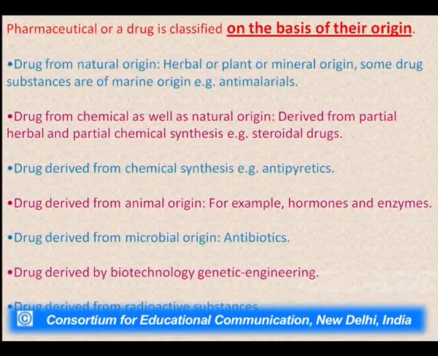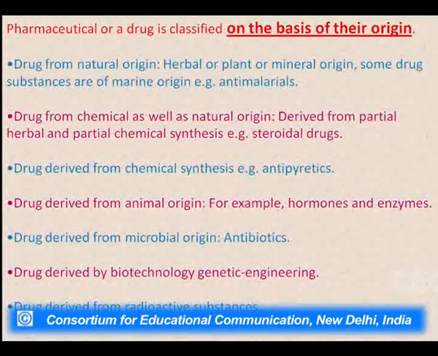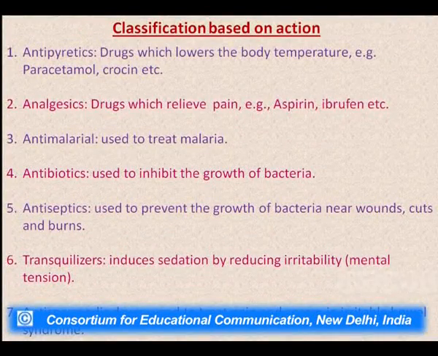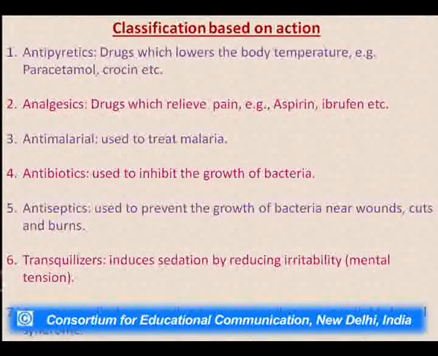Drugs can be derived from animal origin only, for example, hormones and enzymes, and the drugs which are derived from microbial origin are called antibiotics. Drugs may be derived by biotechnological genetic engineering, and these can be derived from radioactive substances. Now comes the classification which is based on the action.